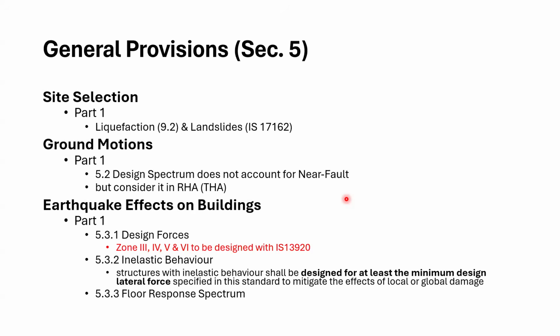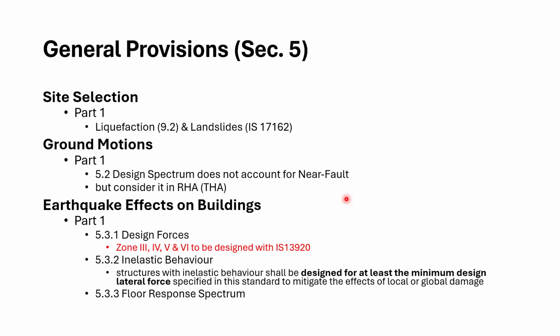The section starts at number 5, and here we have the guidelines even before the design: the site selection, the ground motions, and the earthquake effects on buildings. So even before the design, you have all these checks in place so that, for example, for site selection, the liquefaction check has to be done and large site effects are checked, and then ground motions.